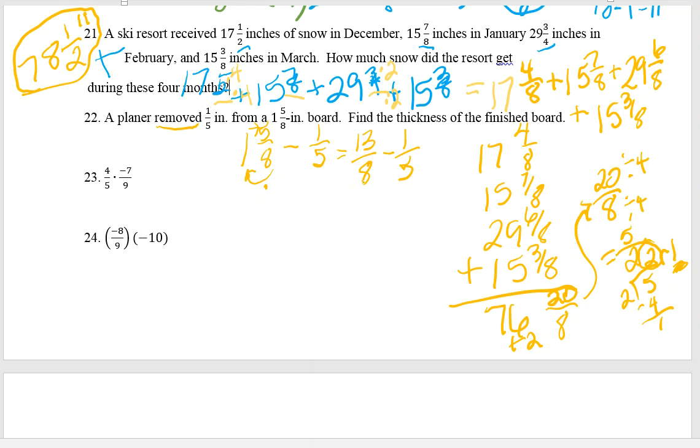I can't subtract these because they don't have common bottoms, so I have to get them common bottoms. So we're going to multiply the one side by the other side. So this is a 5, so I'm going to multiply the top by 5 and the bottom by 5. This bottom is an 8, so I'm going to multiply this top by 8 and this bottom by 8. So I'm going to move down here. 13 times 5 is 65. 8 times 5 is 40. 1 times 8 is 8. 5 times 8 is 40.